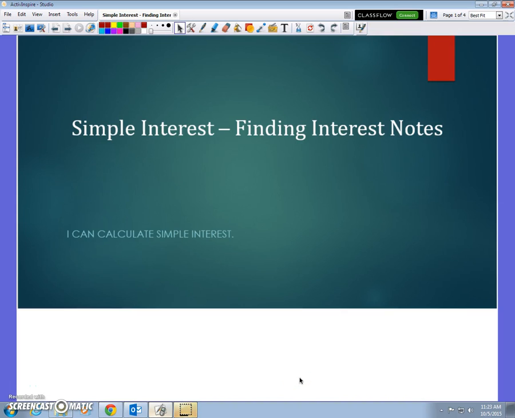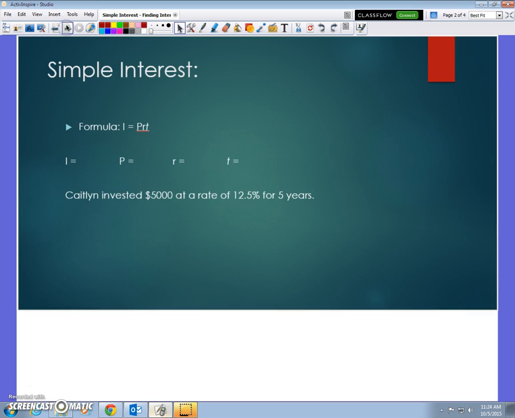All right, this is Mr. Gillum, and today we're going to talk about how to find simple interest. I think you're going to like today because we just have one simple equation to remember and 4 variables. Once we know those things, we will be able to solve and calculate simple interest. So let's take a look today.